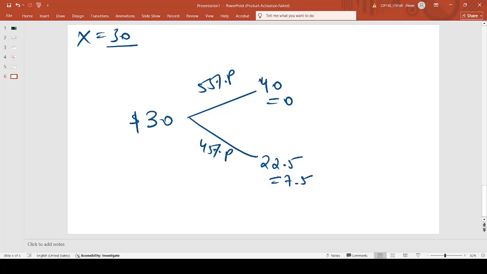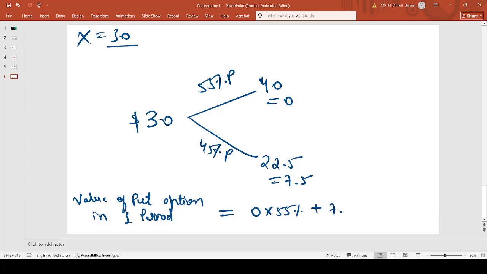Now the same thing we will do by multiplying with the probabilities. We will calculate the value of the put option in one period. This is time 1, time 2. So the value of the put option in one period is 0 into 55% plus 7.5 into 45%.